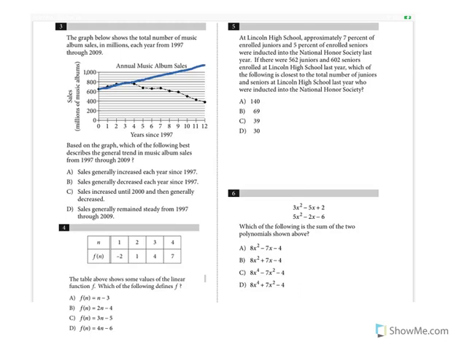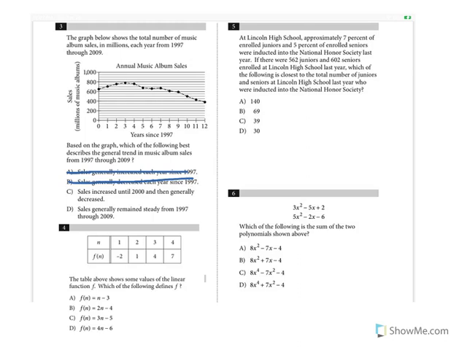It does not do that. So the correct answer is not A. Sales generally decreased each year since 1997. Well, if that is true, then we would have a downward trend all the way. We do not have that.